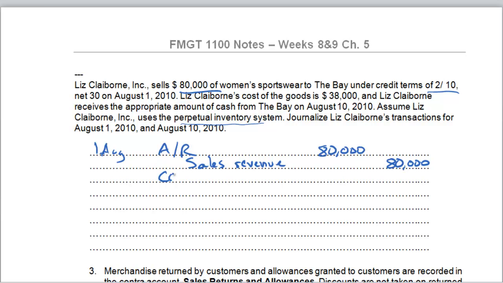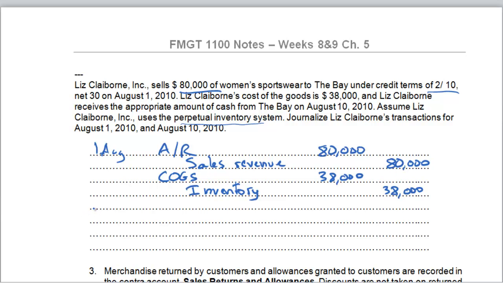Got to adjust inventory, right? So debit the expense account, cost of goods sold, $38,000, and credit inventory, $38,000. So this is basically the asset account inventory being converted into the expense of cost of goods sold.